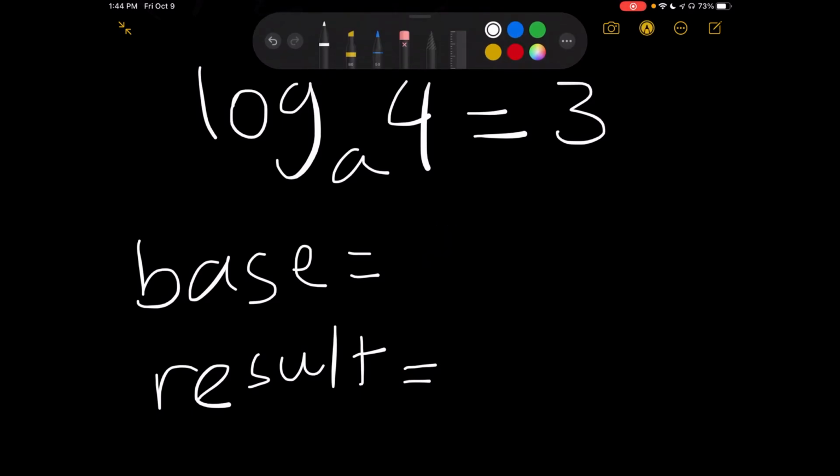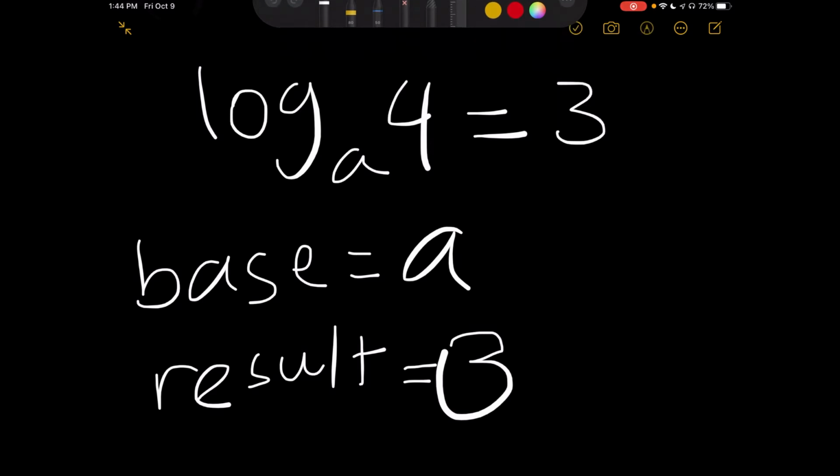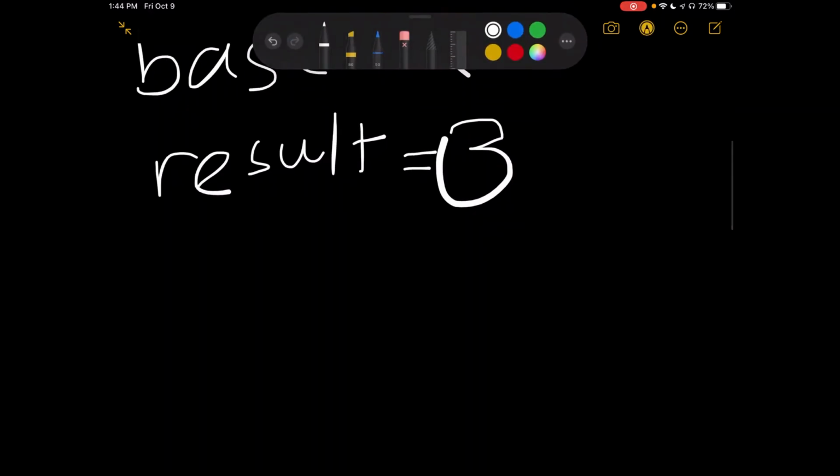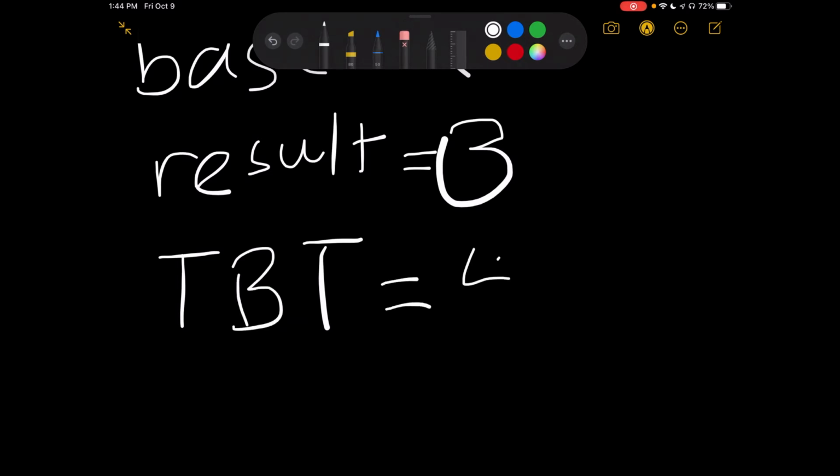The base of the logarithm is a. The result of the logarithm is 3. And the thing being taken is 4. So I'll just write thing being taken, TBT. That's a horrible abbreviation. Thing being taken. We'll just write that as 4.